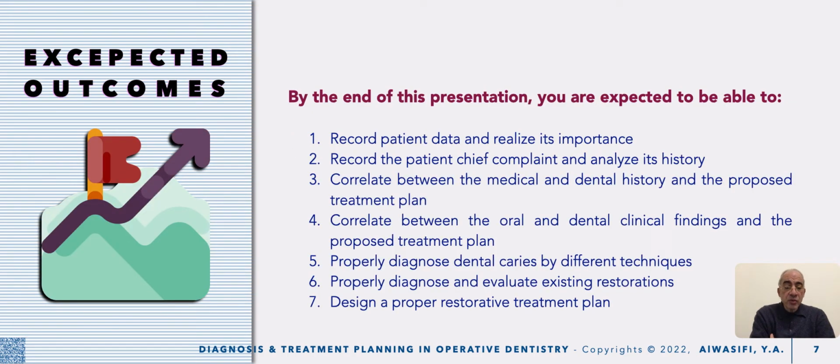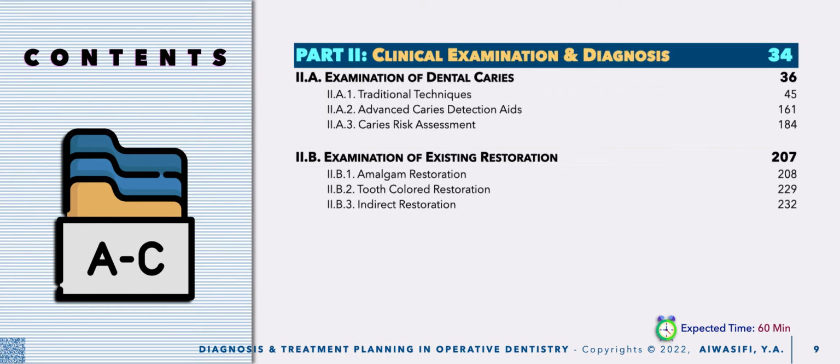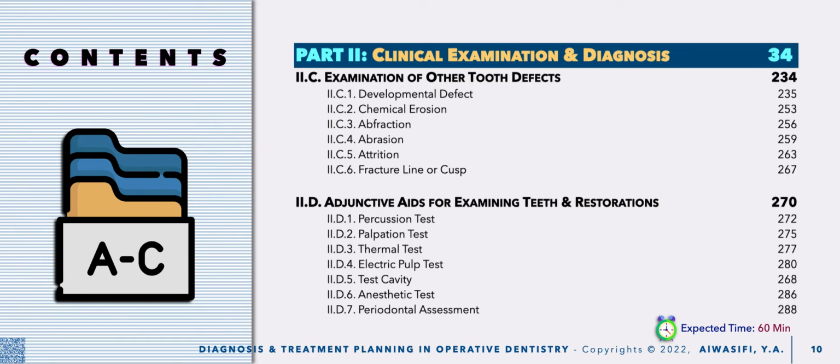In this episode, we will continue the proper diagnosis of tooth defects related to restorative dentistry and chief complaints related to restorative dentistry. As we discussed before, we discussed patient assessment and information gathering, and we started clinical examination in terms of examination of dental caries by all techniques, including advanced caries detection techniques and caries risk assessment. We already examined any existing restoration for any defects, and in the last episode we already examined other tooth defects.